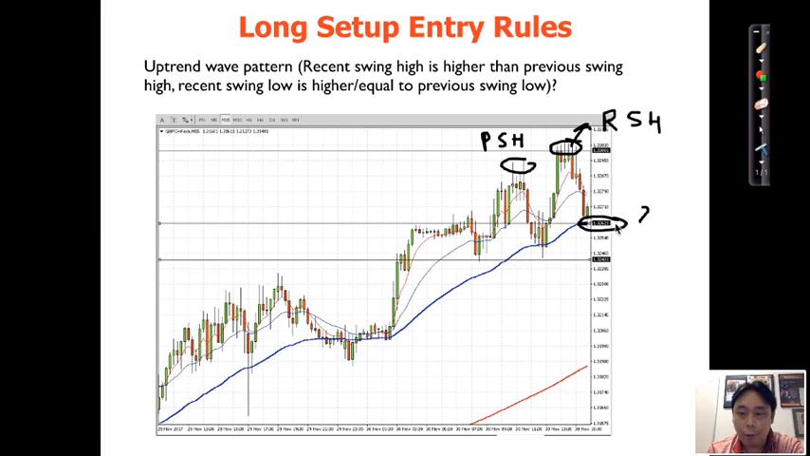This recent swing low, which happens to be our buy point at the 50 moving average, must be higher or equal to the previous swing low. So where's the previous swing low? It's here. This is the previous swing low. Okay. So is this higher than this? Yes. So higher highs, higher lows. Yes. It's an uptrend wave pattern. It matches the strategy. Okay.